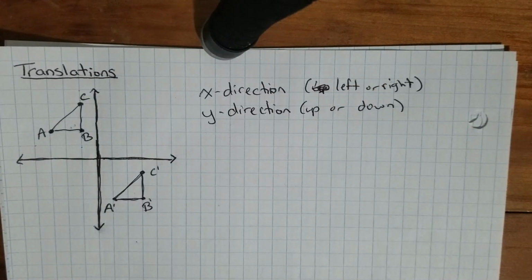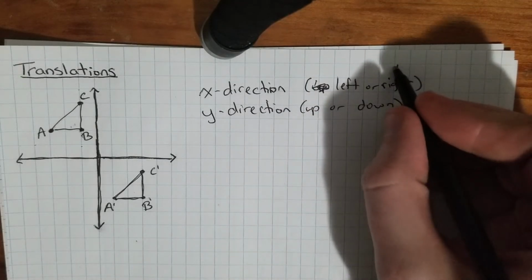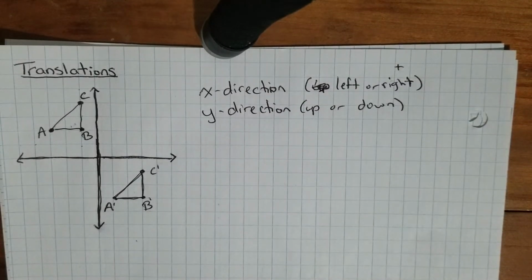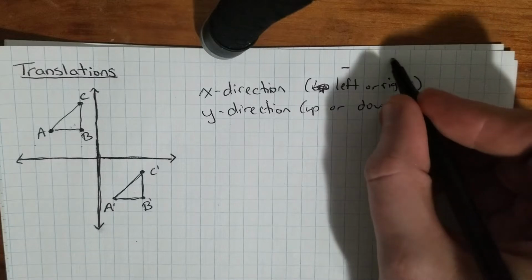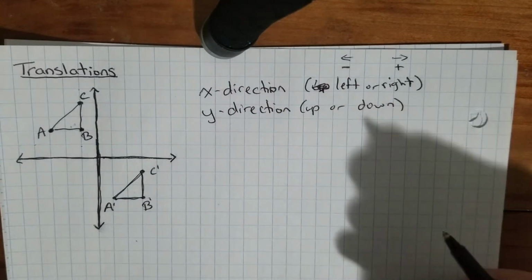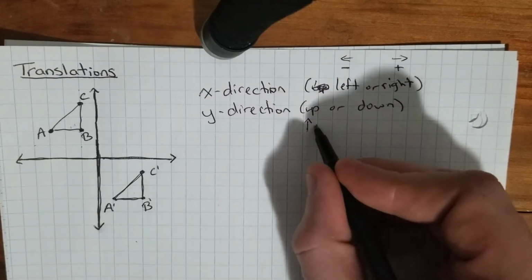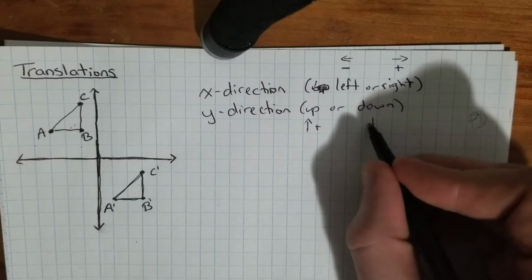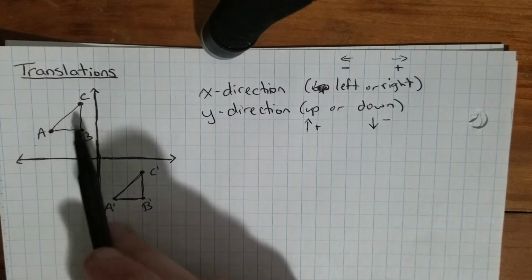So when we're describing something moving to the right, we think of that as a positive number. When we're describing something moving to the left, we're describing it as a negative number. So this way is positive, this way is negative. For the y direction, if something is going up, we describe that in the positive direction, or down would be in the negative direction. So let's take a look at our shape here.